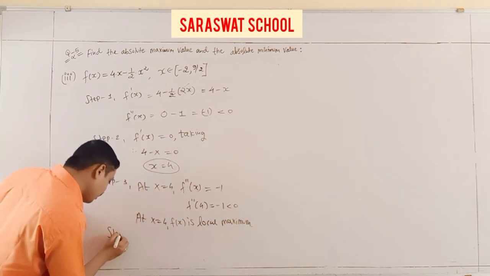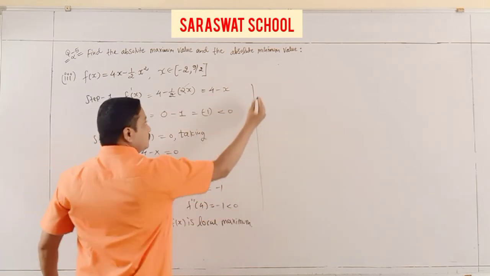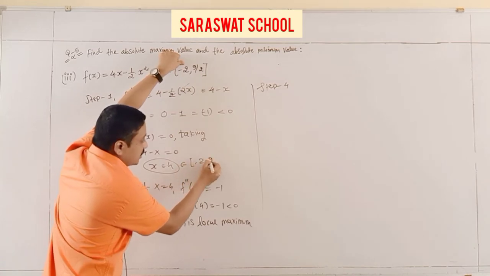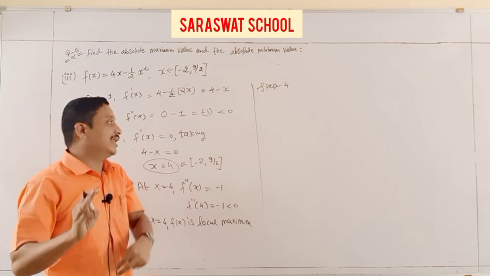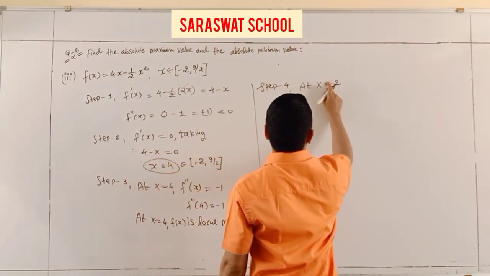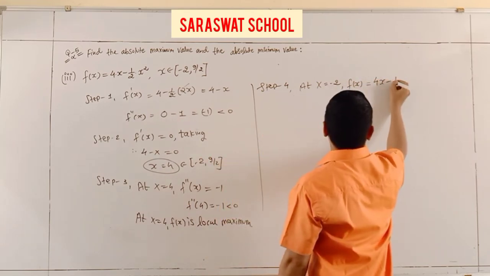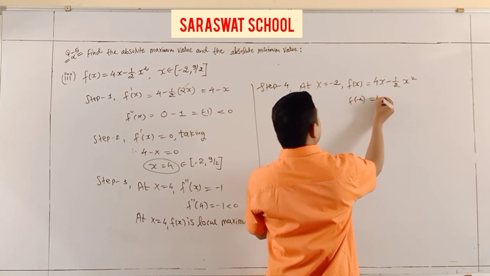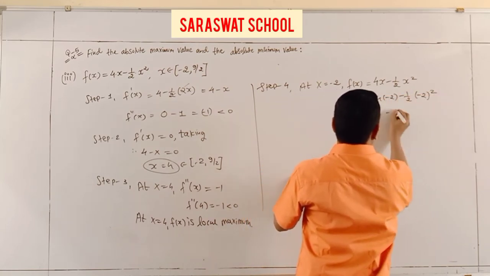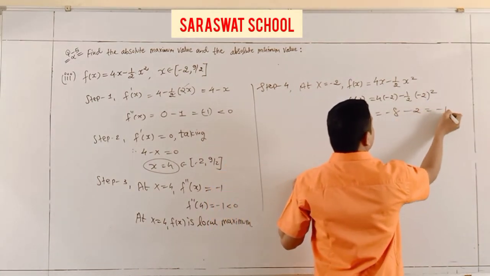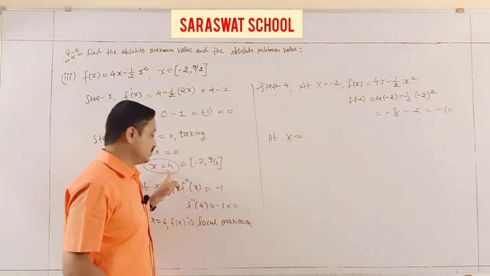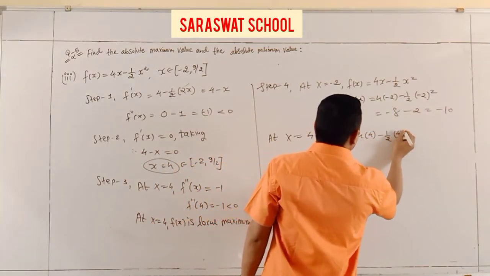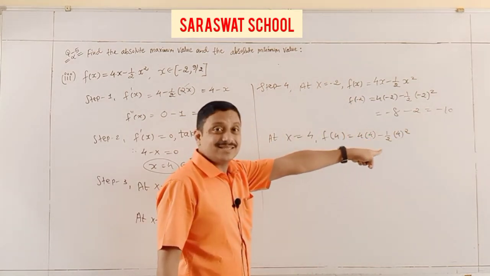And now going to step 4. Step 4, students: all the values are declared, minus 2, next 4, which belongs there, and 9 by 2. We check these 3 values one by one. First at x is equal to minus 2, f(x) is 4x minus half x square. Putting minus 2 in place of x: 4 times minus 2 is minus 8, and half of minus 2 square is 2, so minus 10. Now apply 4. f(4) is 4 into 4 minus half 4 square. So 4 4s are 16, and half of 16 is 8.